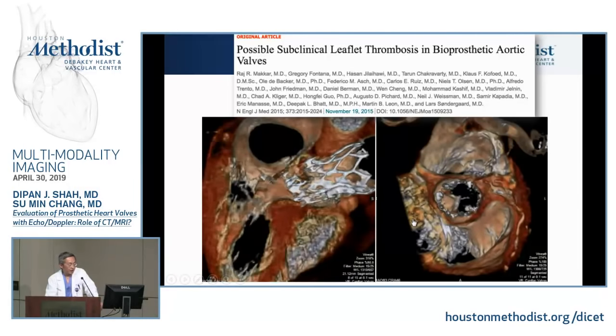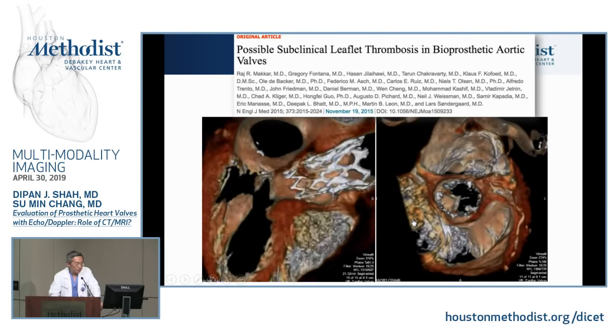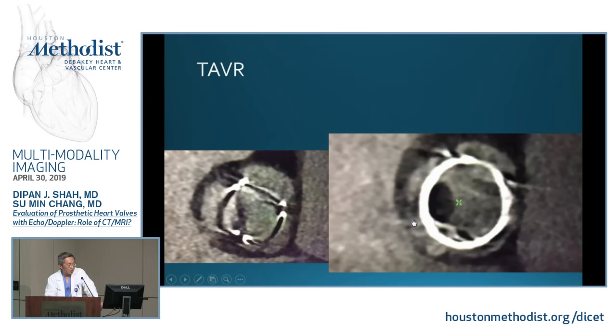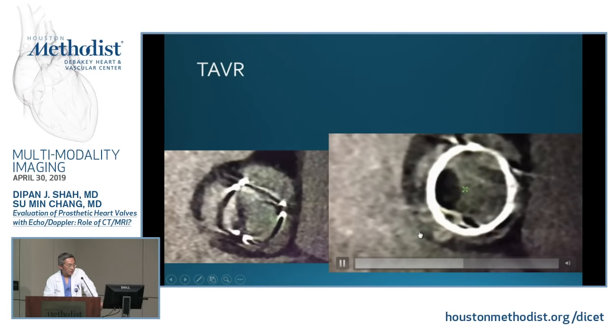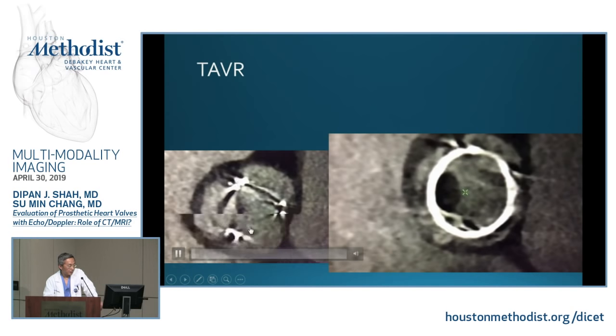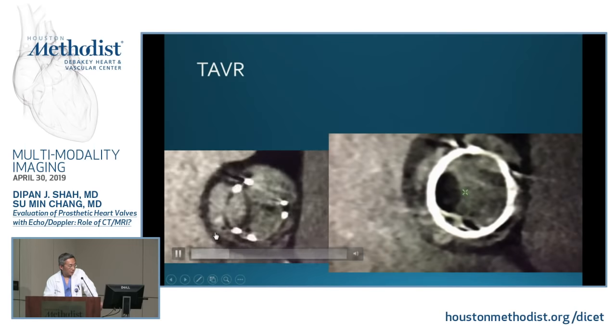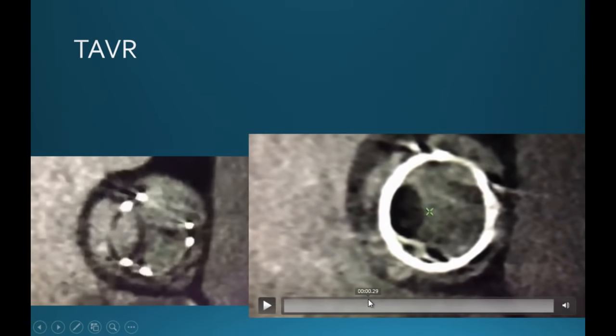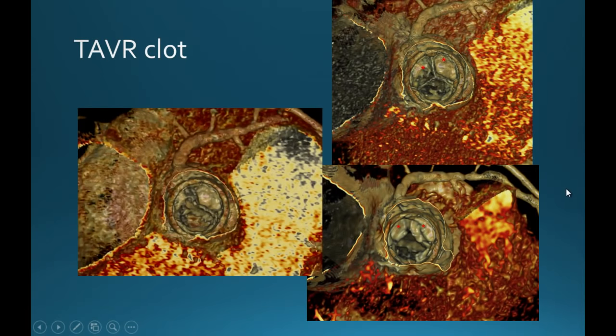How about for TAVR, we all heard about this subclinical leaflet thrombosis, and on CT we're seeing more and more. This patient, for instance, again, the location of very low attenuation is on the aortic side of the leaflet. And so, again, this is a 3D rendering of the clot here in multiple sinuses, okay, very large clot burden.